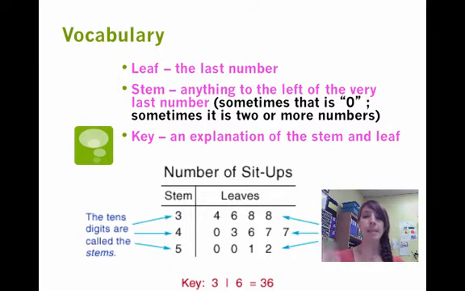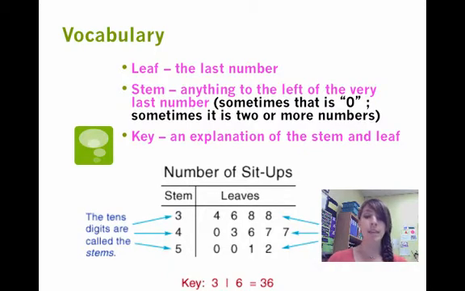The stem is anything that's to the left of the very last number. So like I said, if it was 29, the leaf would be the 9 and the stem would be the 2 because it's to the left of the number when we're reading those numbers on paper. Sometimes it's 0 for 1-digit numbers. Sometimes it's 2 or more numbers. Like 362, the stem would be 36 and the leaf would be 2.